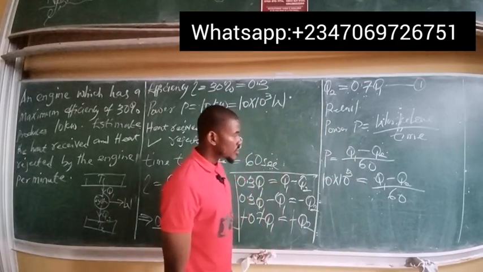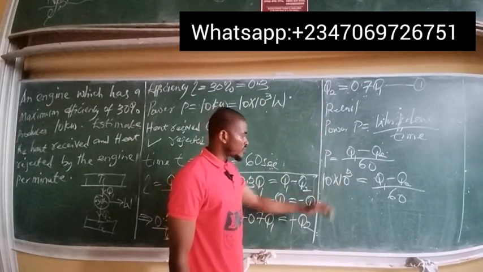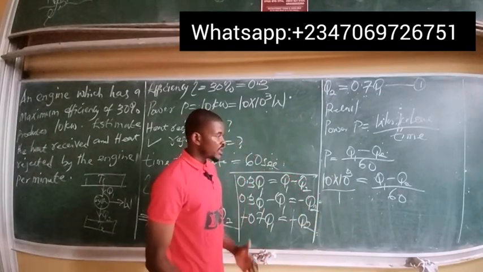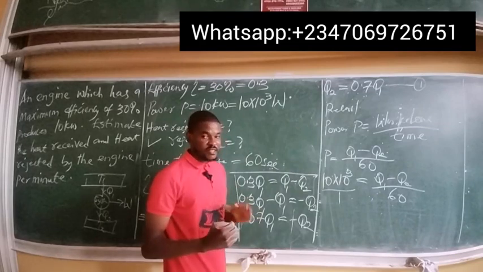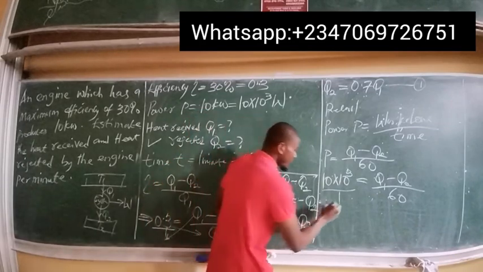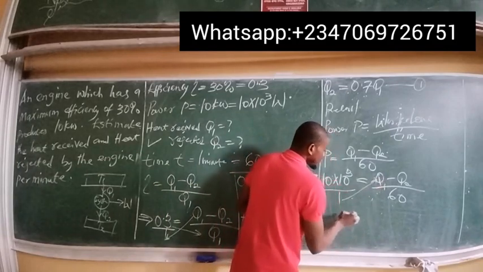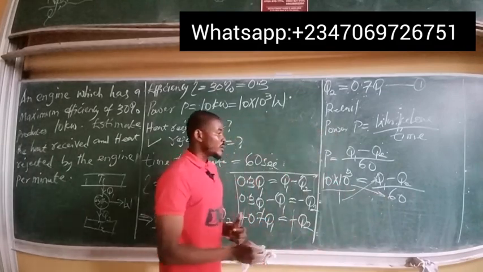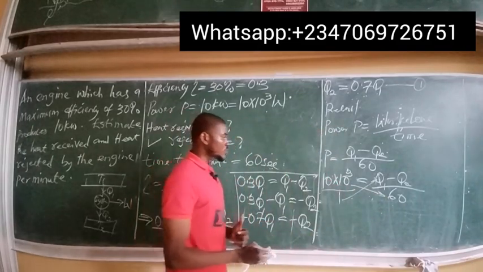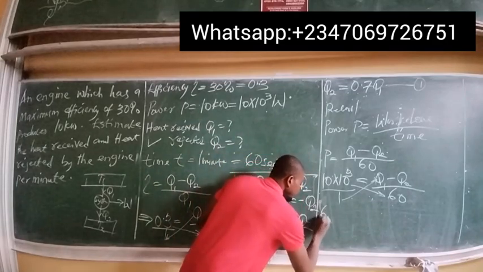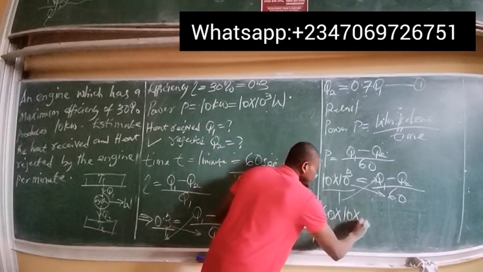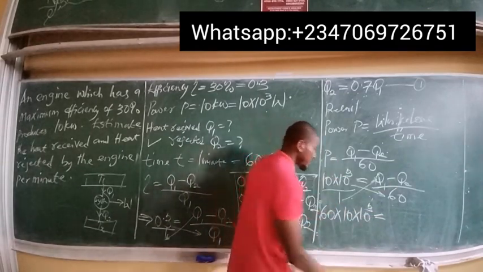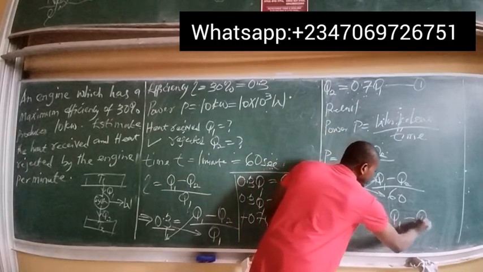Once again, 10 by 10 to the power of 3 can also be written as 10 by 10 to the power of 3 all over 1. It's still the same thing. Any value divided by 1 still remains that same value. Now it becomes easier for us to cross multiply. So I will simply have 60 multiplies 10 by 10 to the power of 3, and that's equal to 1 multiplies Q1 minus Q2, which still remains Q1 minus Q2.